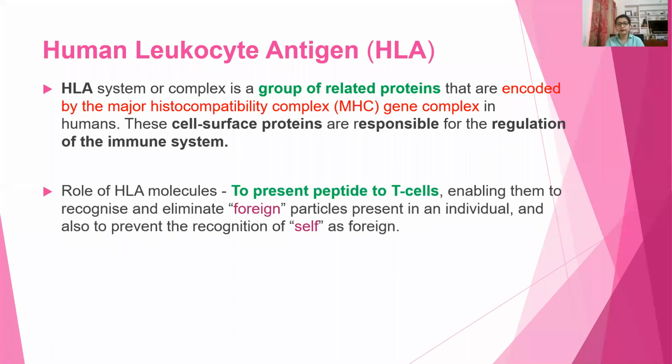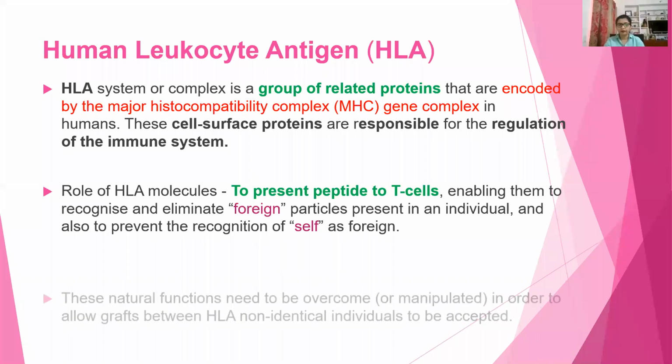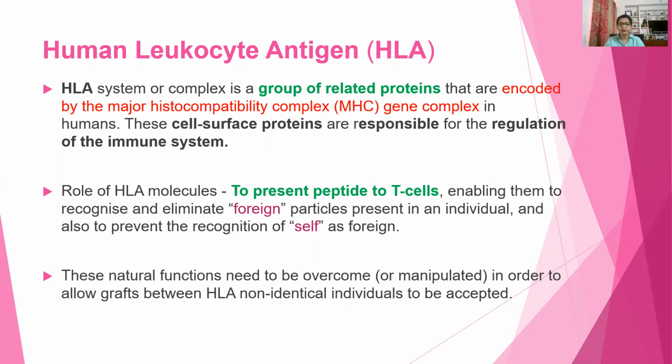They present the peptide to the T cells and they enable them to recognize and eliminate the foreign particles of the individual, or to prevent the recognition of self as foreign. कहीं ऐसा ना हो कि अपने ही cells को खा लें. So for that also we need the recognition of self. Okay. So these natural functions need to be overcome or manipulated in order to allow the grafts between the HLA non-identical individuals to be accepted.